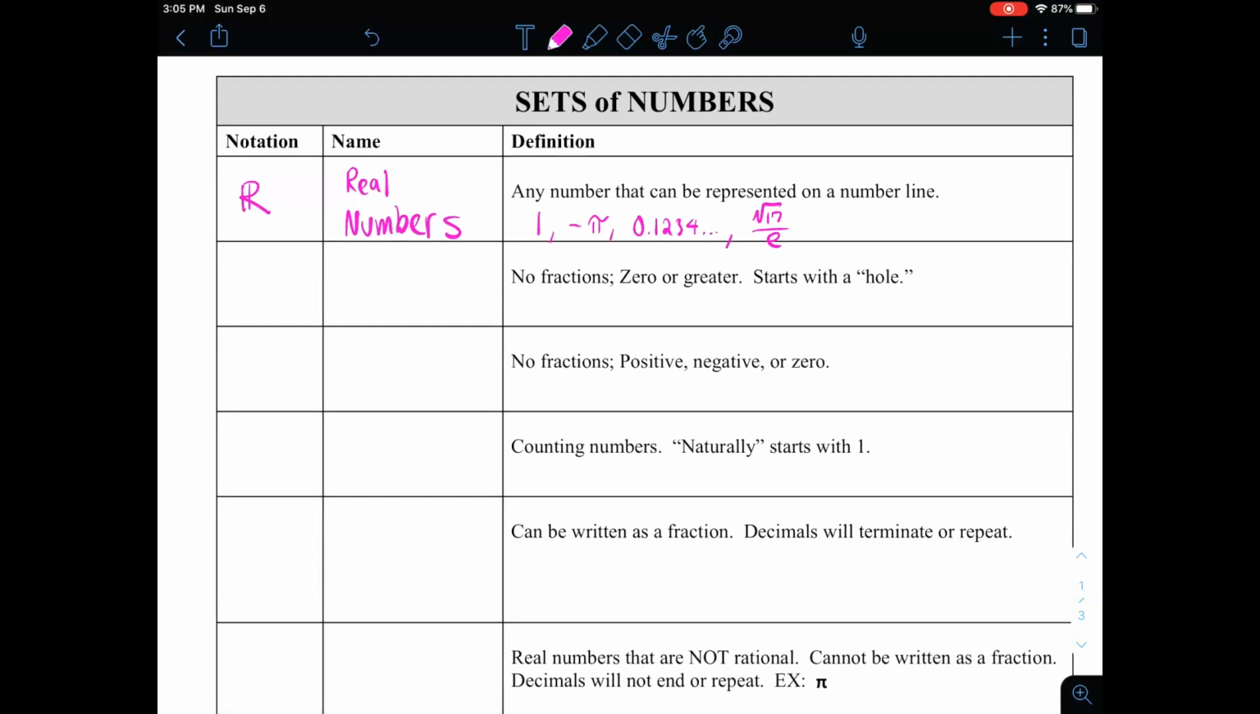The next one: no fractions, 0 or greater, starts with a "whole" in quotation marks. Those are called whole numbers.